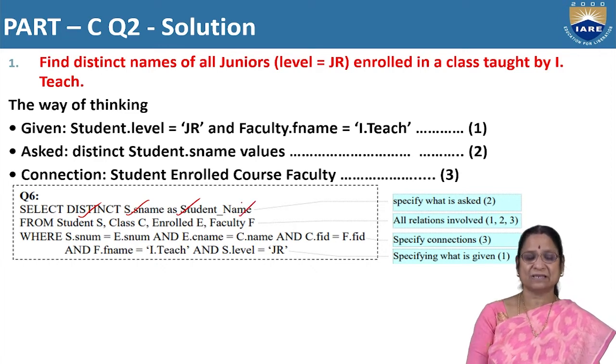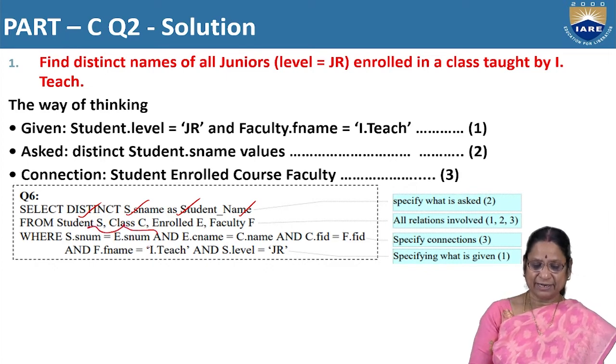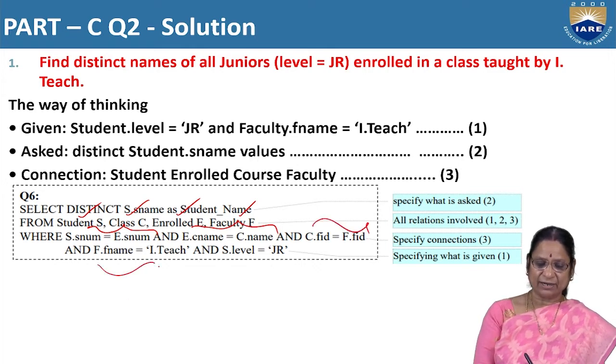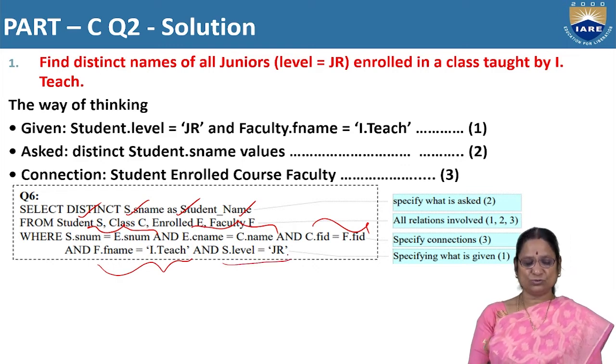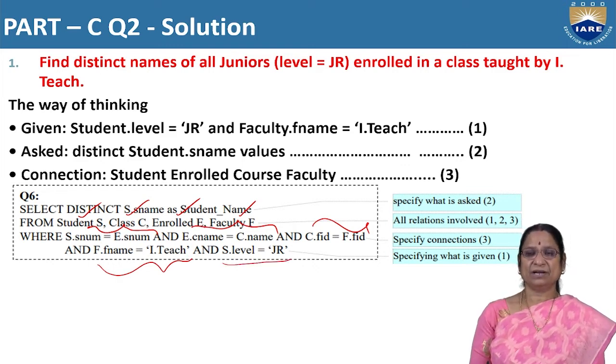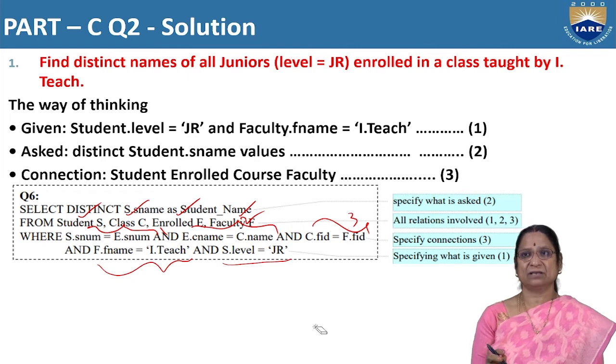All four relations are required. Four means the three join conditions we have written. Here, student and enrolled are connected, enrolled and class are connected, class and faculty are connected, faculty name is I teach, and level is June. These two are our normal filter conditions. These three are join conditions. One, two, three. Four relations, three joins are a must.